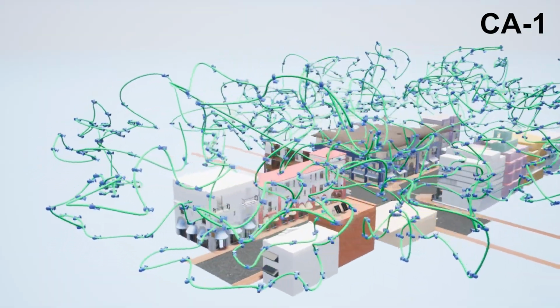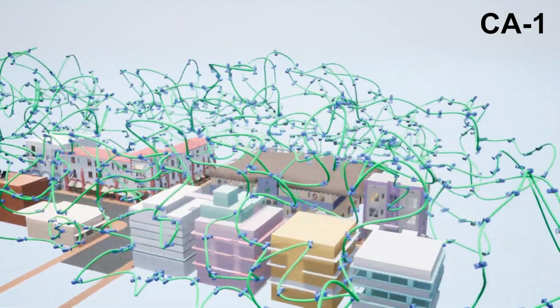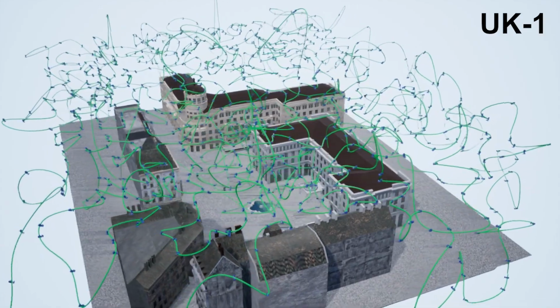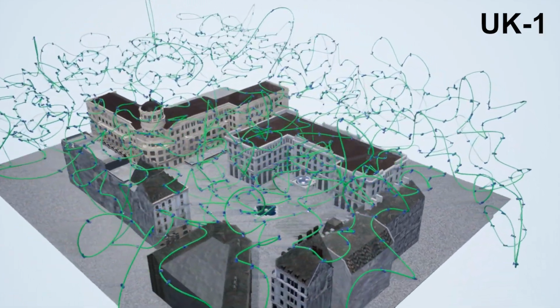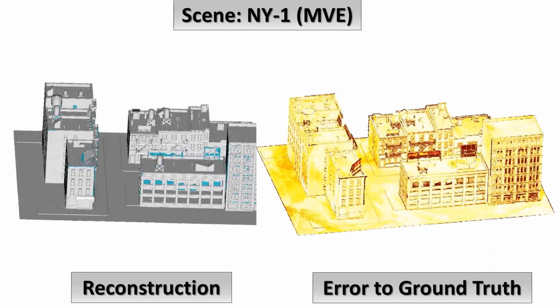The more complex the scene, the more cameras are required, and the greater travel distance needed. Our approach is optimized to ensure the entire captured area has a maximum ground sample distance set as a variable during initialization. Here we show a visualization of reconstruction results for the NY1 scene.